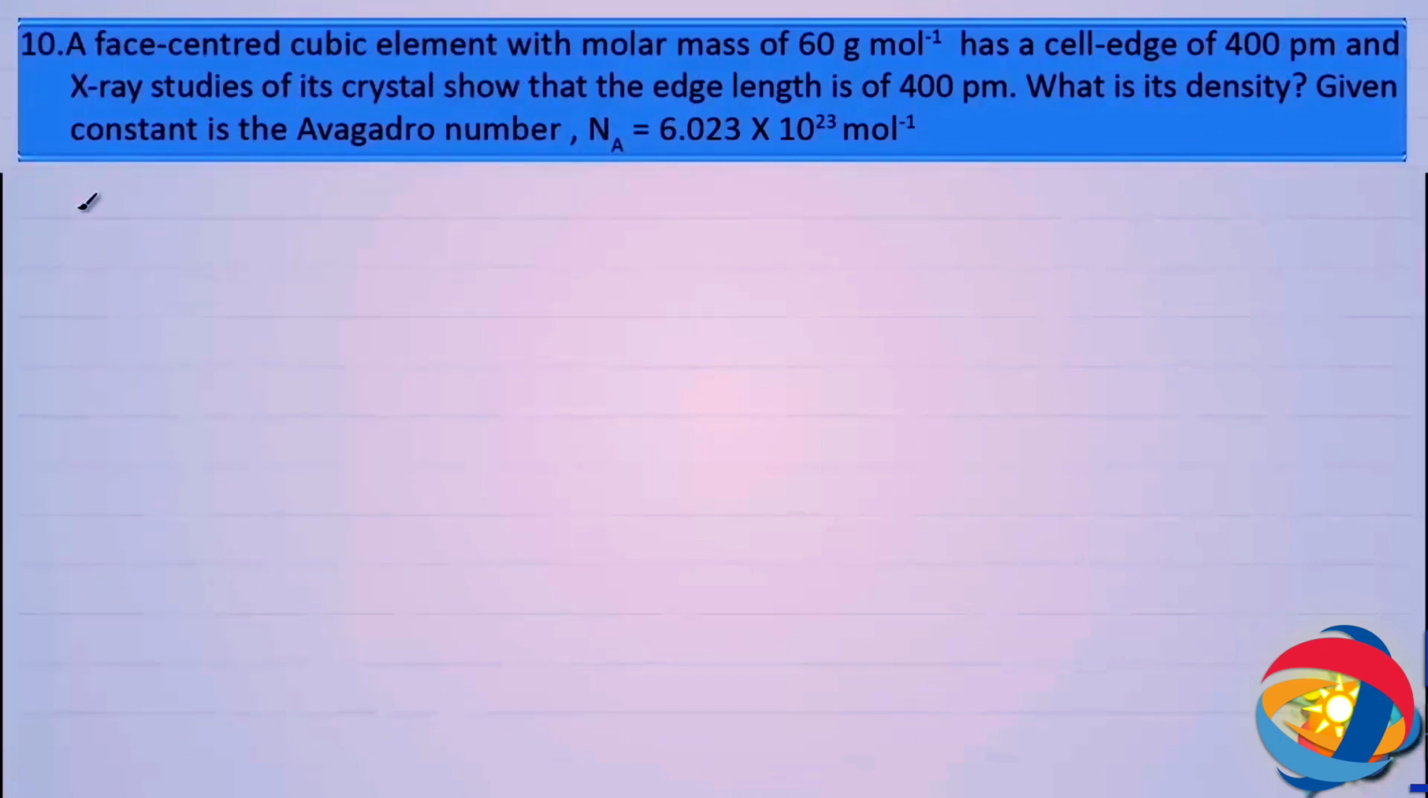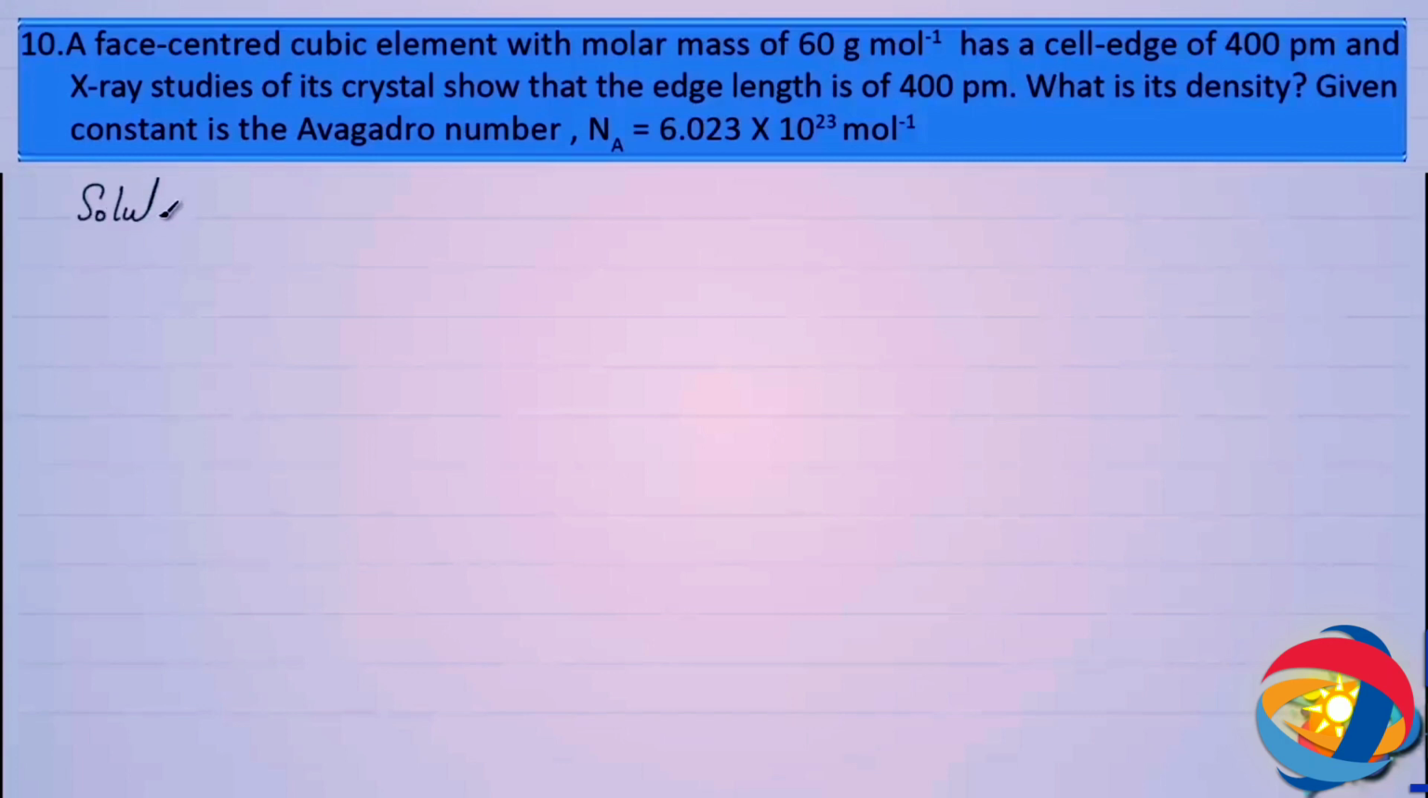Let's solve the question which involves unit cell dimensions. The question states in this way. A face-centered cubic element with molar mass of 60 gram per mole has a cell edge of 400 picometer, and X-ray studies of its crystals show that the edge length is of 400 picometer. What is its density? The given constant is the Avogadro number Na, which is equal to 6.023 into 10 to the power 23.